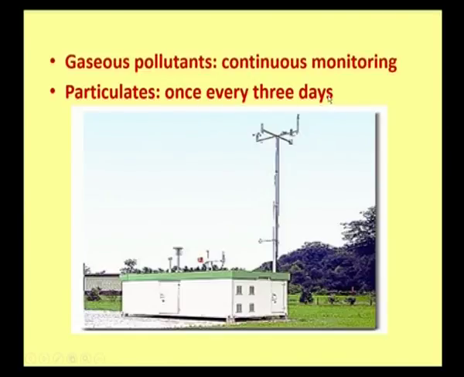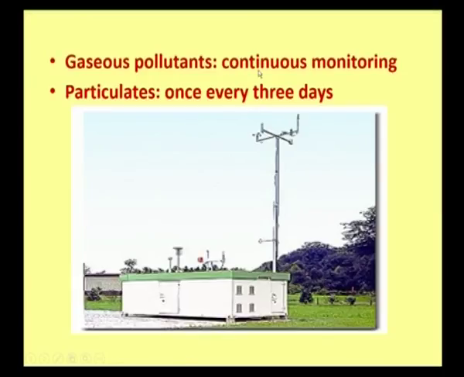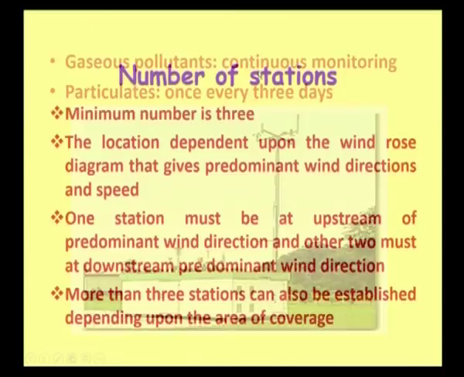So, in the time frame also there are differences. Gaseous pollutants are monitored constantly, that means every second or every millisecond, but particulates once in every 3 days. What is the reason? Because particulate matter gradually accumulates, once in 3 days or once in 2 days is enough to see how much amount is deposited. And gaseous pollutants, because they are very dangerous, sulfur dioxide and carbon monoxide etc., are monitored continuously.